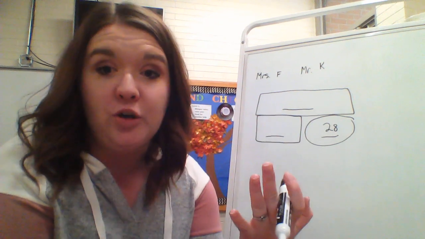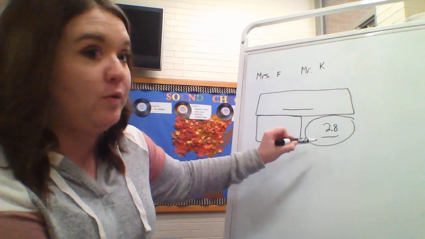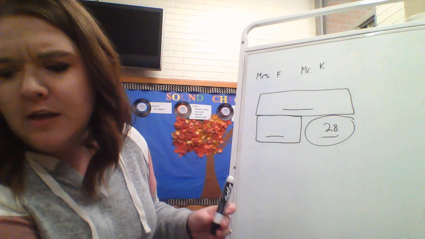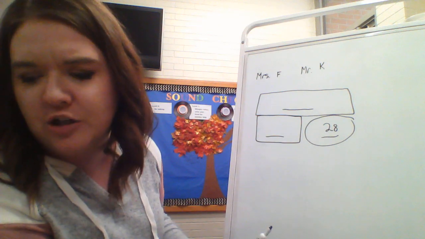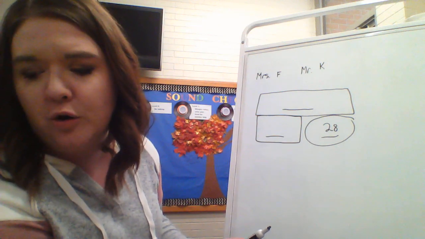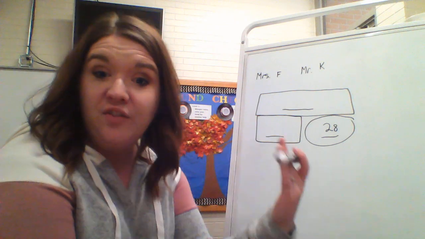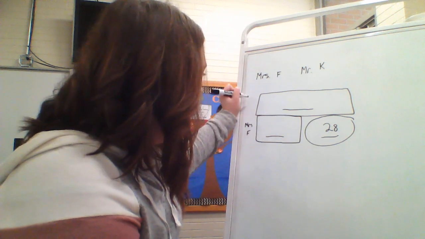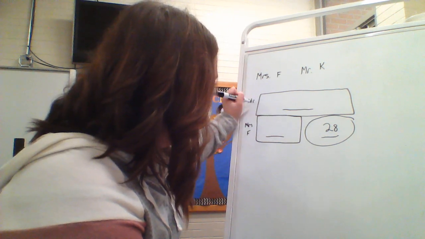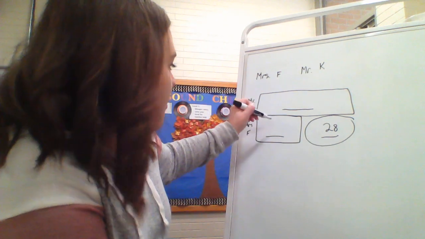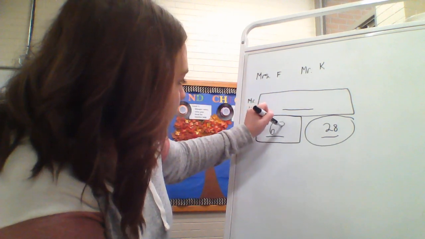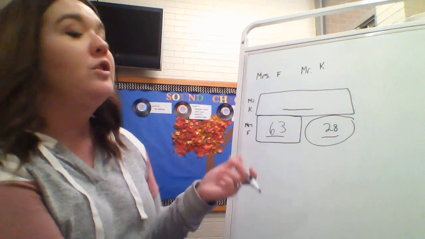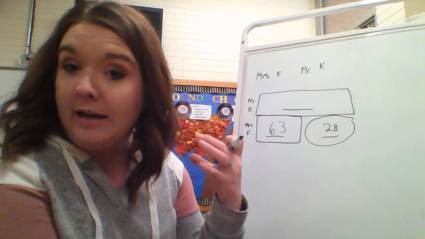Okay, so who makes more sandwiches, Mrs. Fife or Mr. Kapoor? We know that someone makes 28 fewer. Let's read again. This is 28 fewer sandwiches than Mr. Kapoor. So Mrs. Fife makes fewer sandwiches than Mr. Kapoor. So this is Mrs. F, and this is Mr. K. Right? So we don't know how many sandwiches Mr. K made, but we know that Mrs. F made 63, and that was 28 fewer. So now I need to do my addition or subtraction.